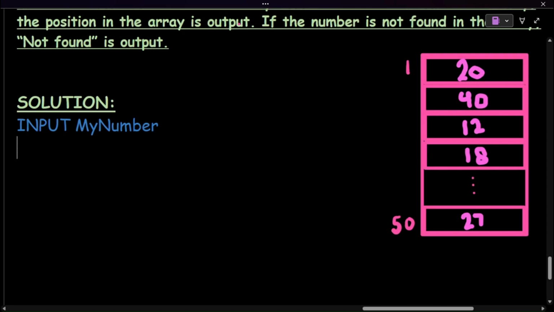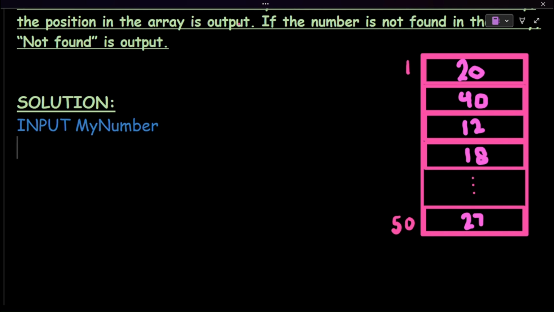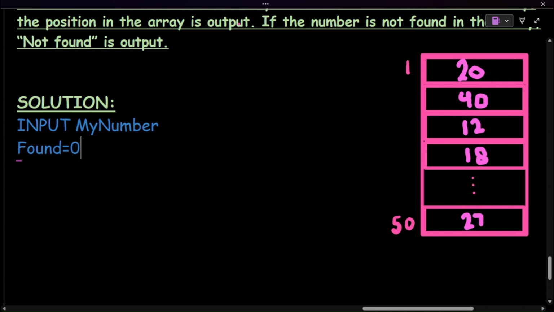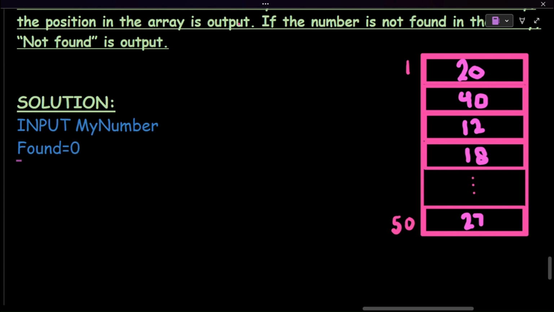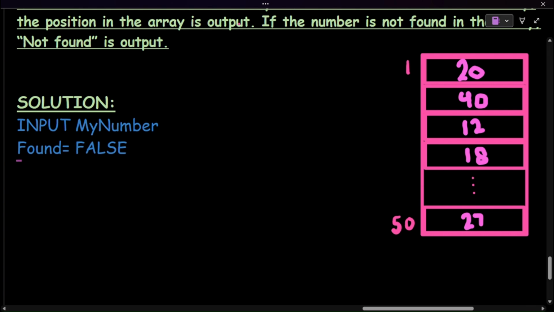The next step is we have to initialize a variable called found, or any variable you wish to name that is sensible. I want to name it found. I'm going to equate found is equal to 0, or we can say false. Here I'm going to initialize it to false. This means that the number that I'm looking for in this array has not been found yet. Next, now we have to perform our linear search algorithm.